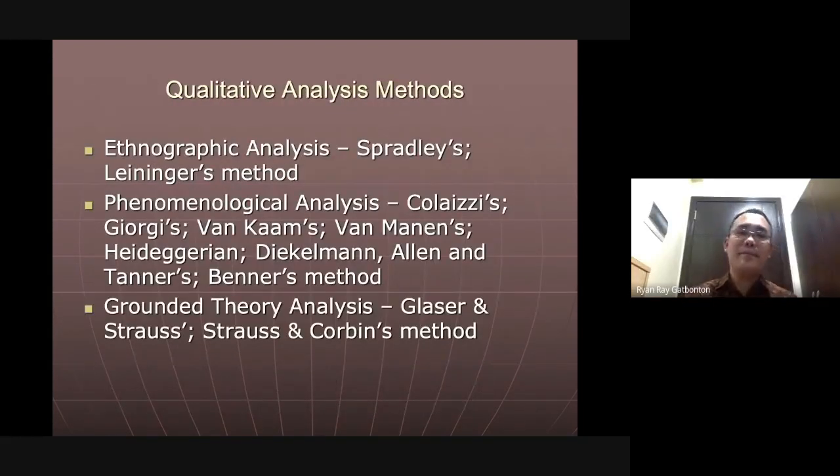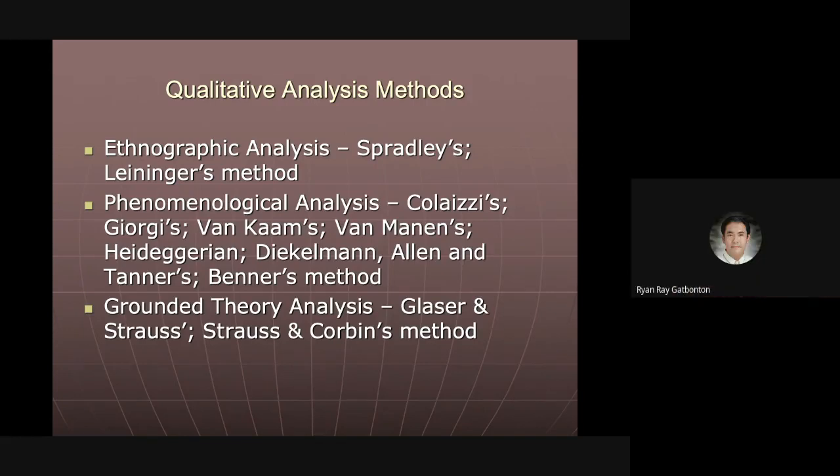Now, here are some qualitative analysis methods based on the type of study. In ethnographic analysis, we use Spradley's method or Leininger's method. While for phenomenology, we use Colaizzi, Giorgi, Van Kaam's, Van Manen's, Heideggerian, Dickelman, Allen and Tanner's, and even Benner's method. Or when we do grounded theory analysis, we use the Glaserian method or the Straussian method.